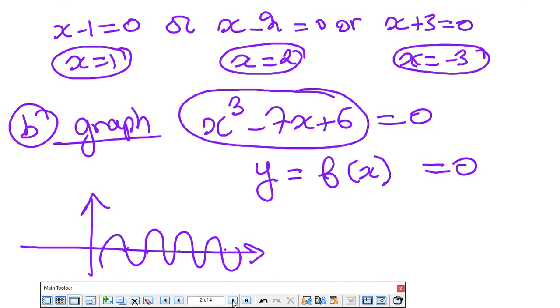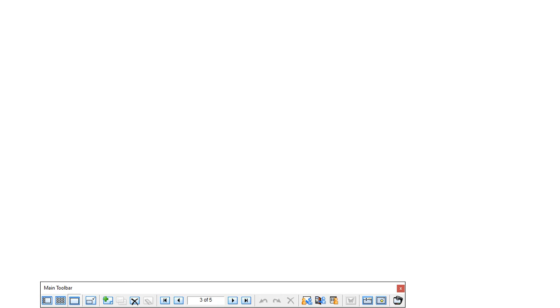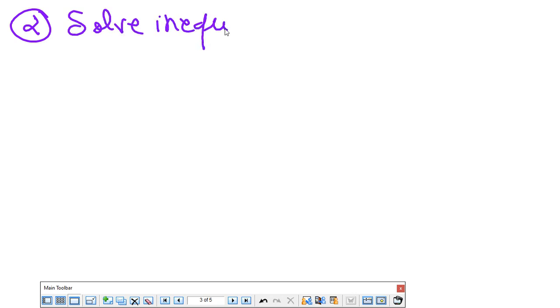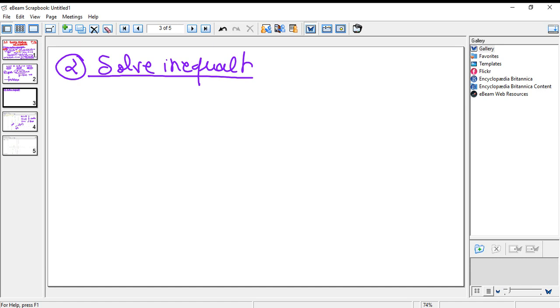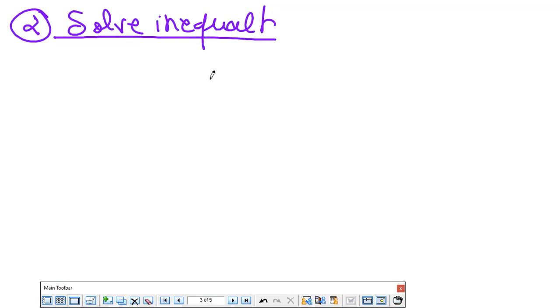Now we are going to move to how we solve an inequality. So to solve inequalities, I will, sorry, right here. How do we solve inequalities? We will solve inequalities by two methods, graphically and algebraically. So first I will write the inequality.